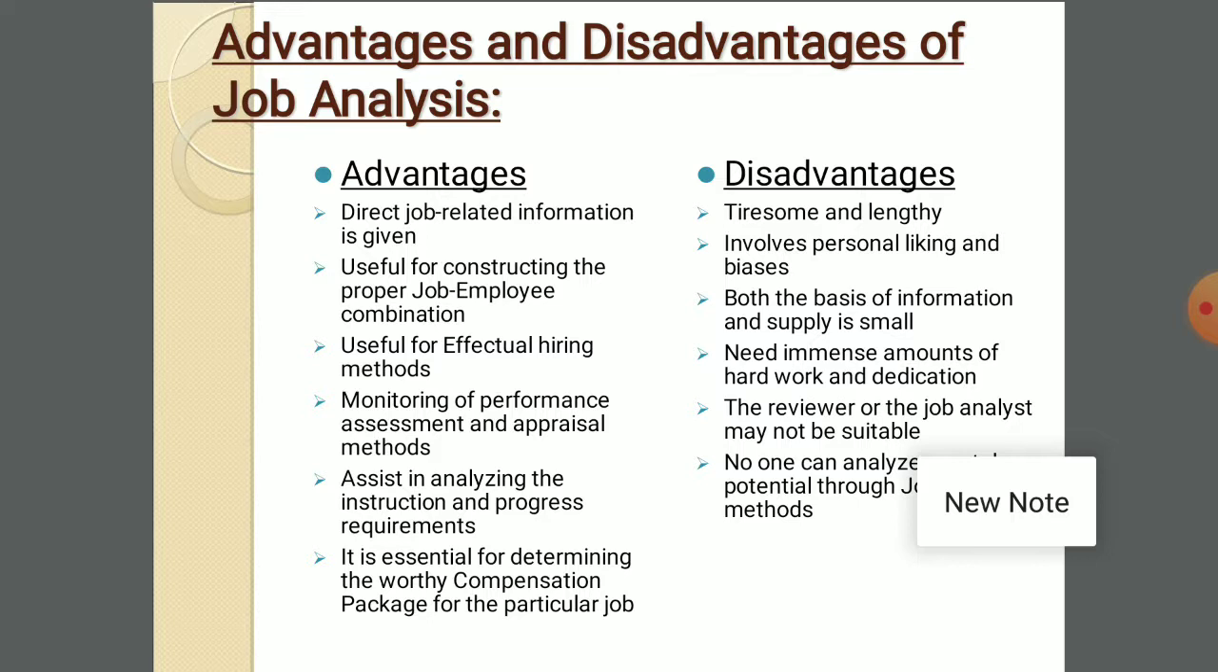Many times it happens that there may be human factors that are going to affect the description of the job and the specification of the job, and there might be certain biases which may create problems for proper job analysis. Next is that both the basis of information and supply is small. Very importantly, many times we don't get the correct information about the job, and the supply of information is also small or incorrect, and that is going to affect the correct job analysis.